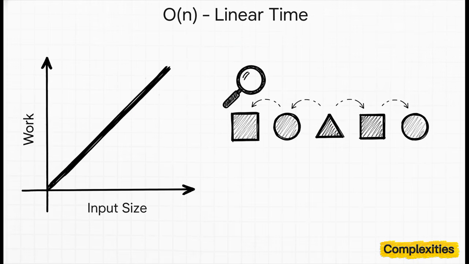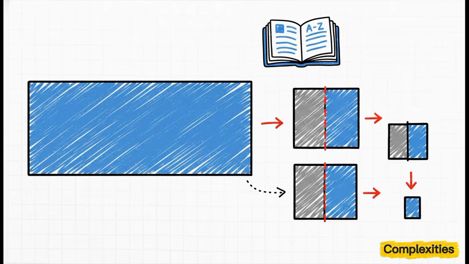Next up, O(n), or linear time. This is super common, and for most things, it's totally fine. The workload grows in a straight line, directly proportional to the size of your input. So if you double the data, you roughly double the time. The classic example is having to look at every single item in a list one by one.